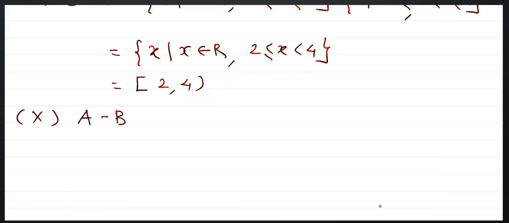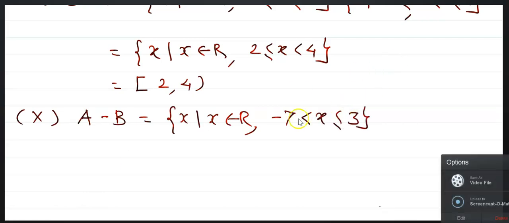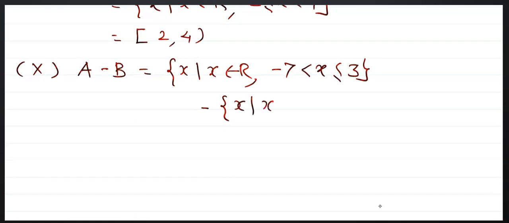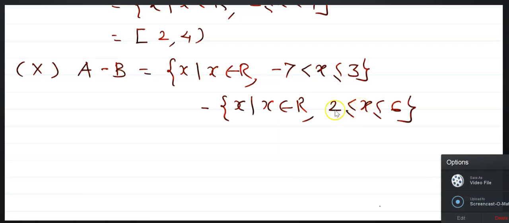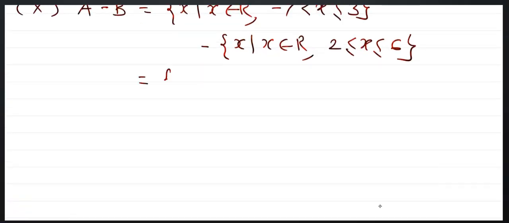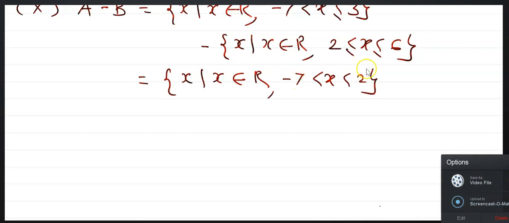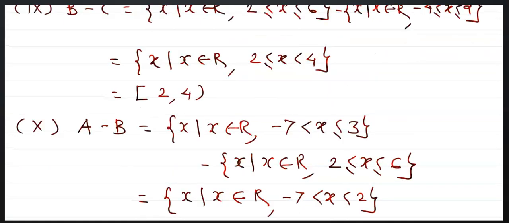And that's the tenth one, A minus B. X is such that x belongs to the set of real numbers and x lies between minus 7 less than or equal to 3. And it is minus x is such that x belongs to the set of real numbers and x lies between 2 and 6, equal to 2, equal to 6. X is such that x belongs to the set of real numbers, x lies between minus 7 and 2.